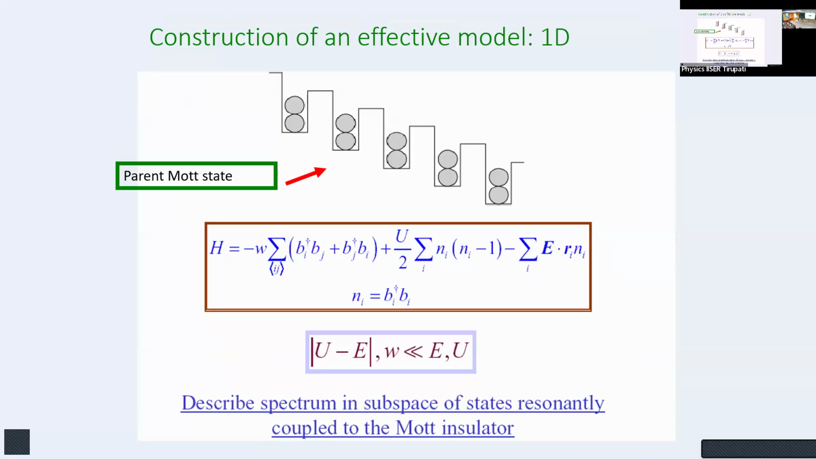We looked at this problem a long time back, and what we did was an effective 1D model, which was the simplest one to construct. Think of a parent Mott state where we start from, which had two bosons per site, and then we tilt it by putting on either an electric field or a Zeeman term or whatever you want. And we are in the regime where the difference of U and E, that is the interaction term U and the electric field E, and the hopping W here, is much, much less than either the electric field or U.